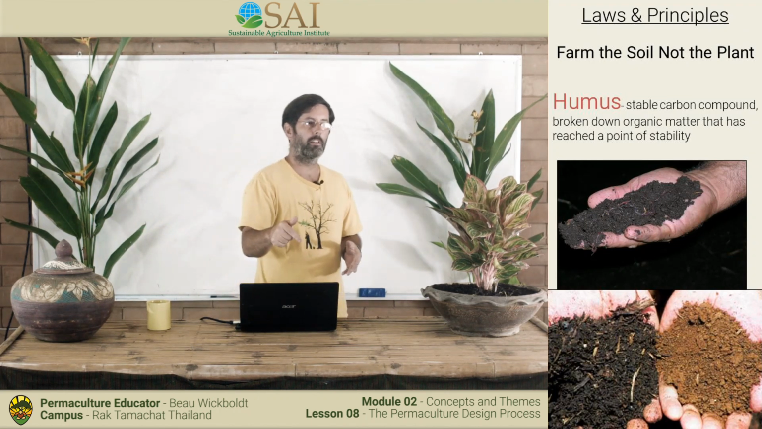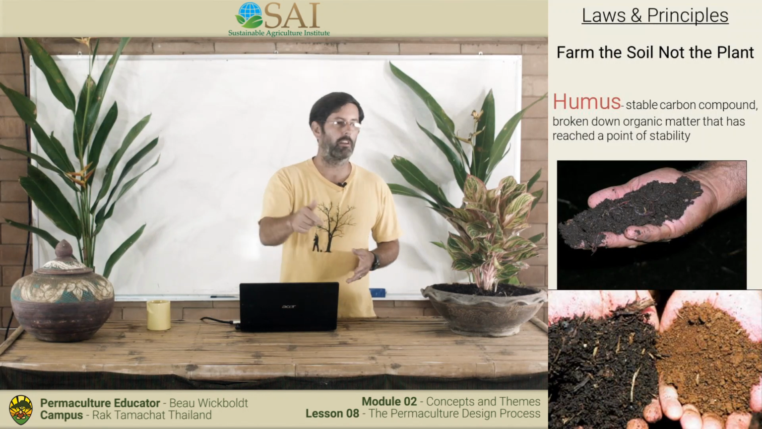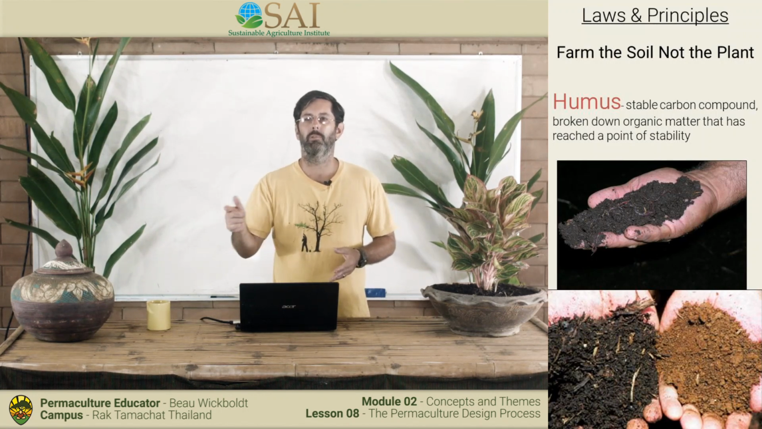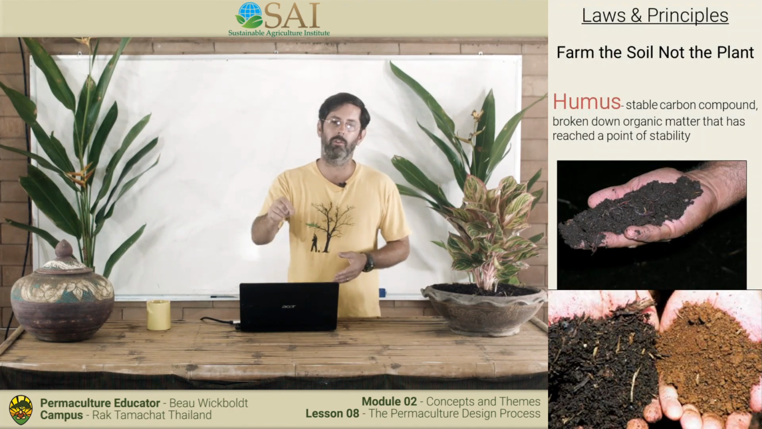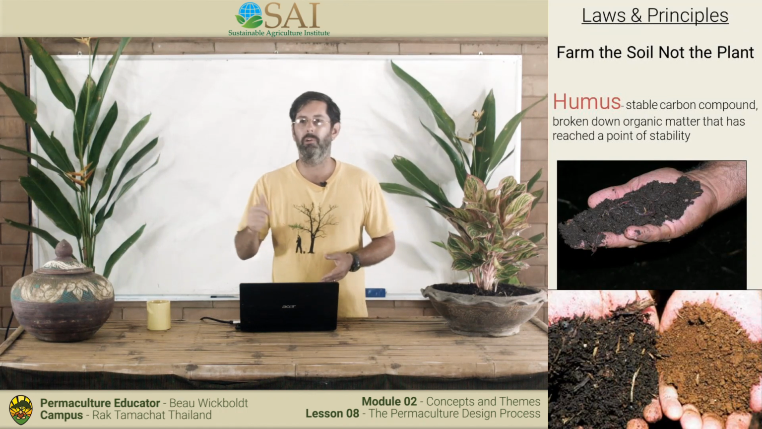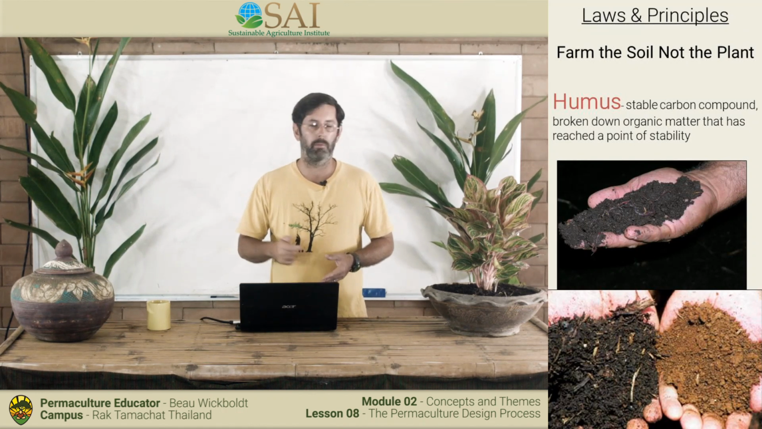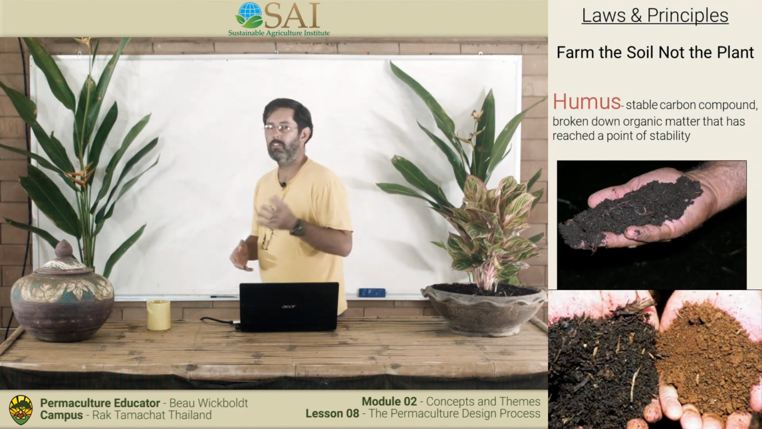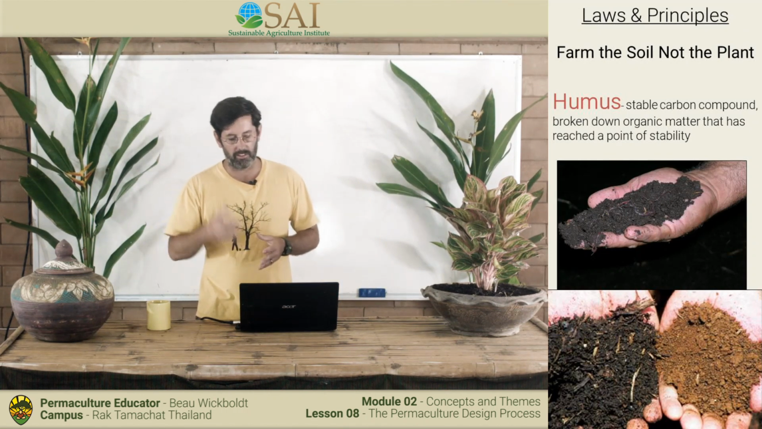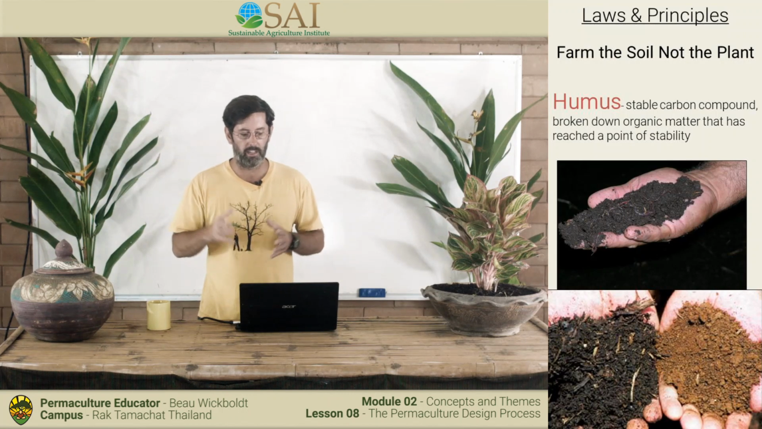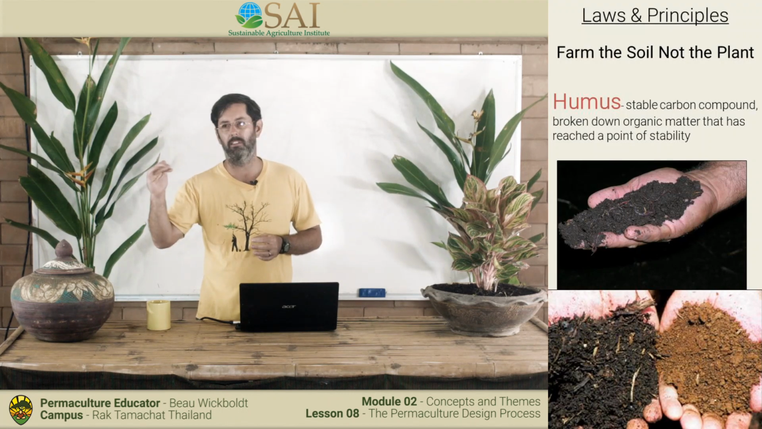We get our soils right, we're not going to have pest problems. We get our soils right, we're going to have nutrition. We get our soils right, the plants, they're an output of good soils. So we farm the soil in permaculture, not the plant. We don't farm the problem. Remember, the problem is the solution? You got plant problems, you better work on your soil because the soil fixes all your plant problems. So humus is what makes that happen. What is humus? It's a stable carbon compound. We want to get a stable carbon compound, broken down organic matter that has reached a point of stability.